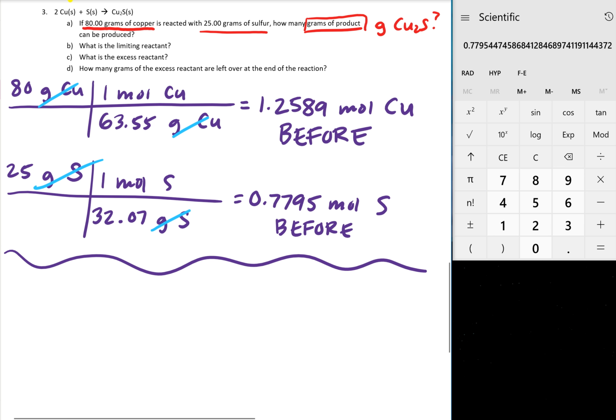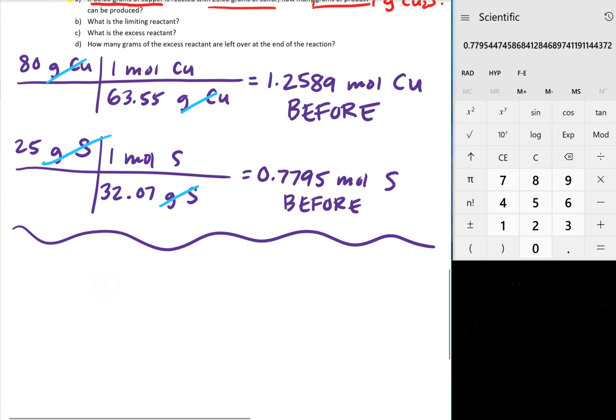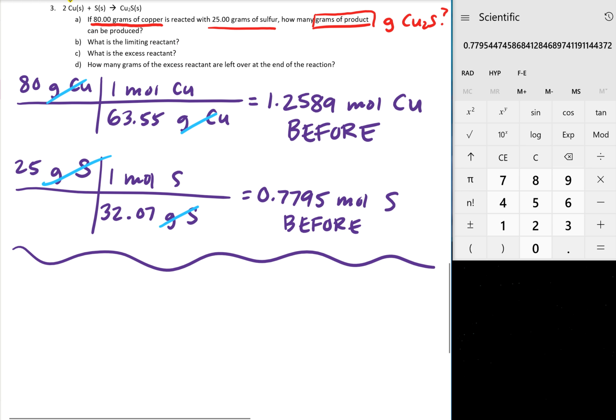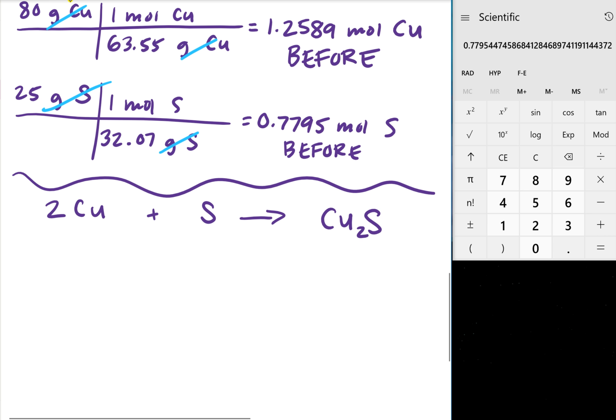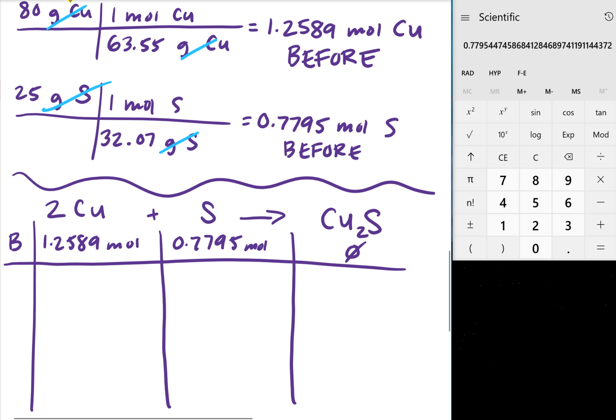Now you're allowed to construct a BCA table. You have moles of each reactant. We can go ahead and construct the BCA by writing the balanced equation first of all with the correct coefficients. And now the mole values that we just calculated are our before values for our reactants. So we have 1.2589 moles of copper and 0.7795 moles of sulfur. And we always start with 0 moles of product.